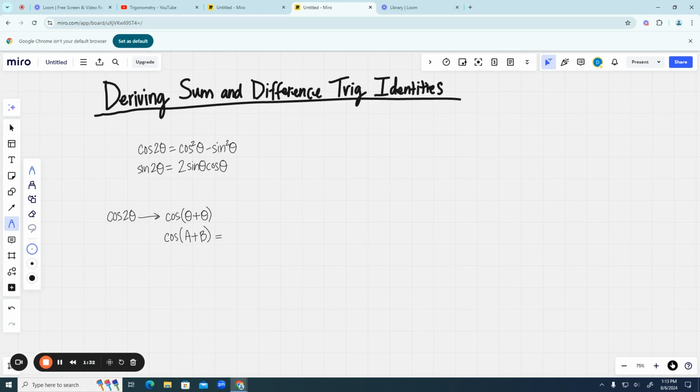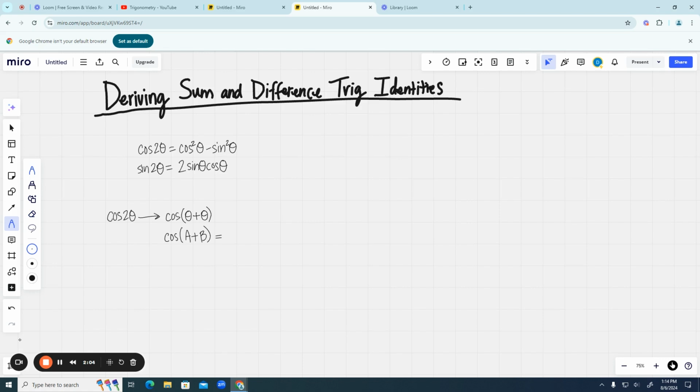And so now we're just going to try to think of how to make it look exactly like this. I also would like to point out that when I do these, I start off with the addition one, because for the subtraction one, all you have to do is just change the sign. So just start off with the addition identity for each of them. But we're just going to try to make it look like this here.